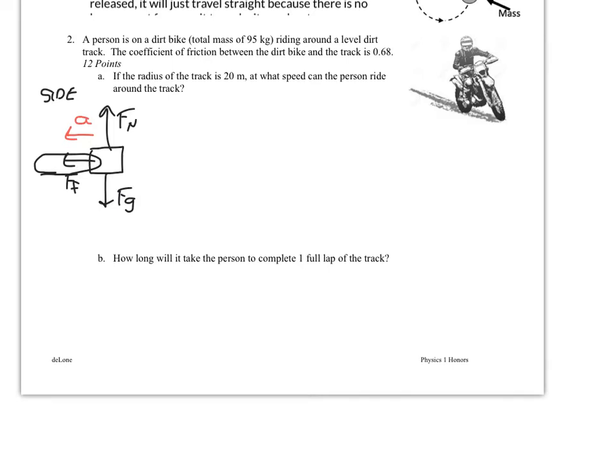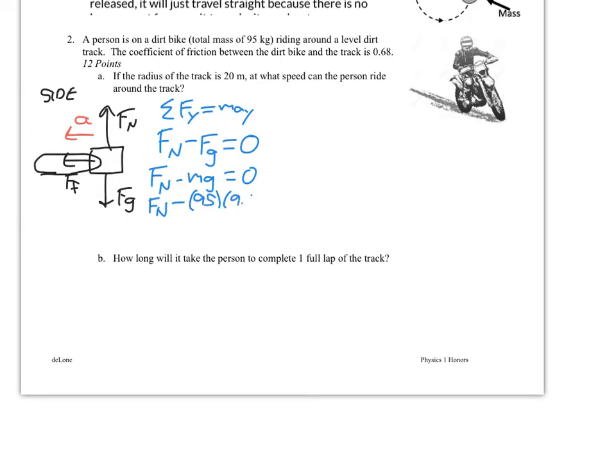Now that we have that, we're going to go ahead and set up our max and may. I'm going to start with my may here. So in the y direction, we have our normal force going up minus our force of gravity going down, and that's going to be equal to 0 in this case. We're not accelerating vertically here. We can, of course, plug in mg for our force of gravity. That mg is going to be 95, our mass, times 9.8. And when we solve for our normal force, we find that it's going to be equal to 931 newtons.